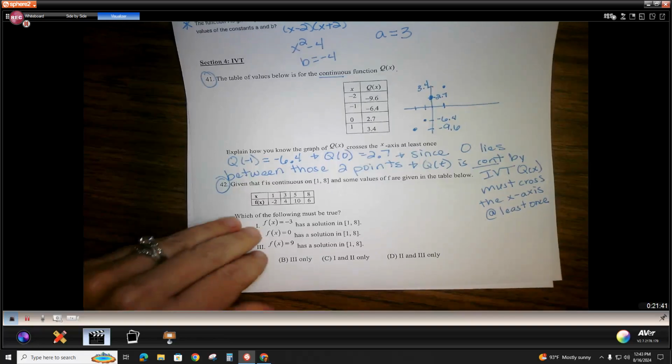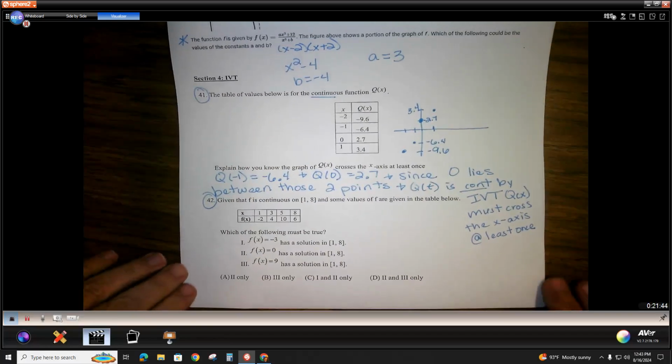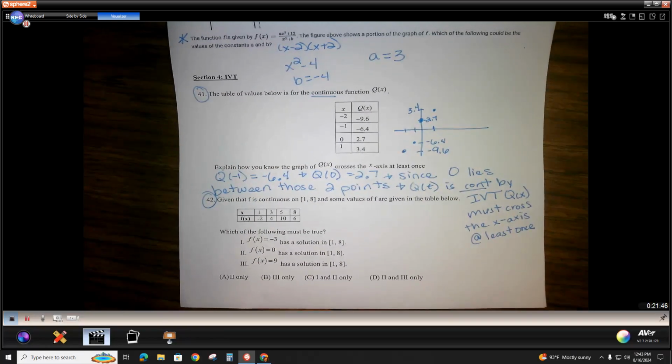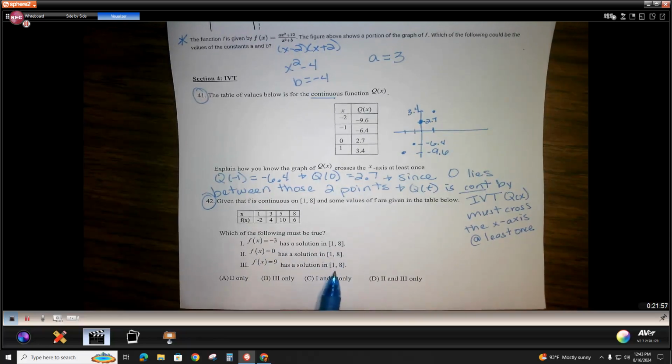Okay, 42. I think this is my last one. This is another IVT problem. They're asking, is there a y value that equals negative 3 that has a solution from 1 to 8? So all of these are talking about this table between 1 and 8.